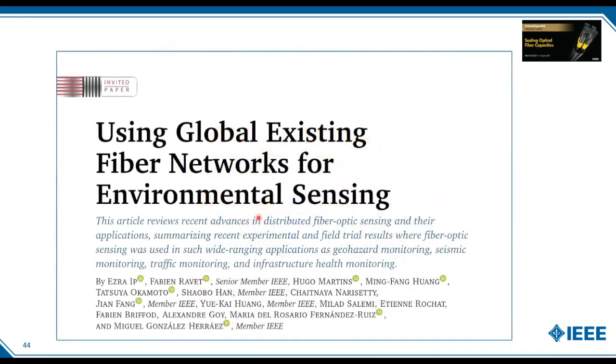The last paper by Ed Zraip and co-authors covers a topic that is attracting more and more interest these days, as it was clear at the last OFC. And this is using the global fiber optic network for environmental sensing. And the idea is that deployed fibers can be used not only for data transmission, but also as distributed sensors.